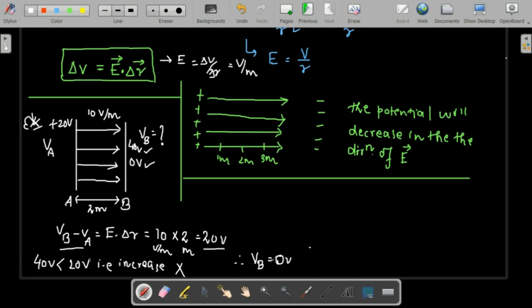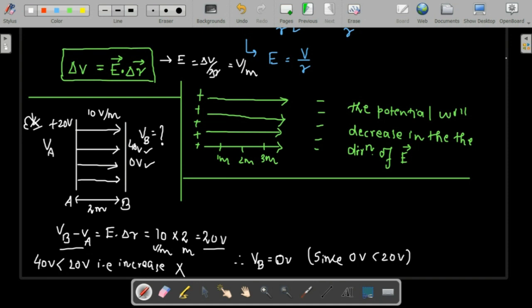It's a very tricky question, since 0 volt is less than 20 volt. That's the main idea or concept behind this. So I will give you one homework here, and you have to use this concept that the potential will decrease in the direction of the field.